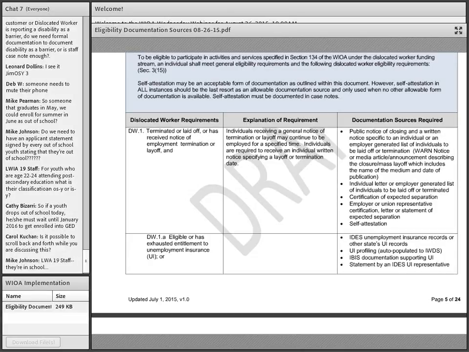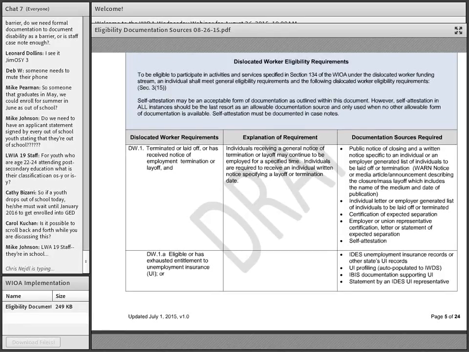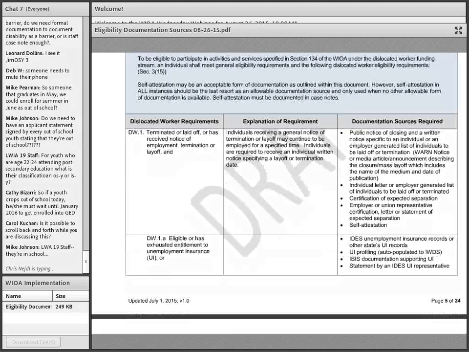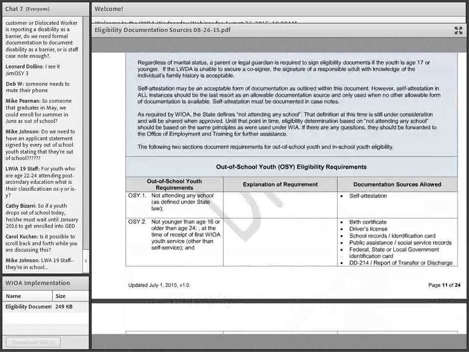I do see the bullet point there, but I think we were just asking if that should also be in the cell in the row above. Yeah, you're right, it should be. Okay, great, good comment. All right, we'll drop back down and we'll move on to in-school youth.